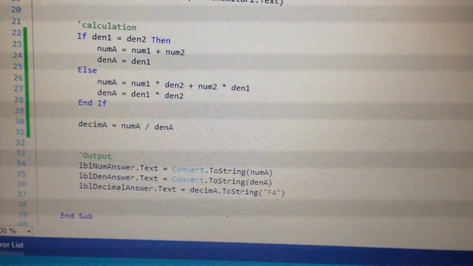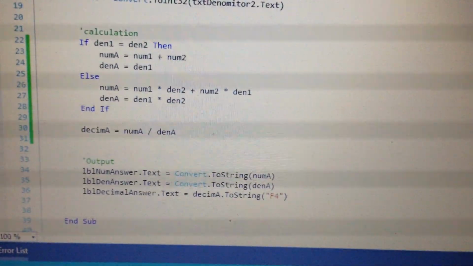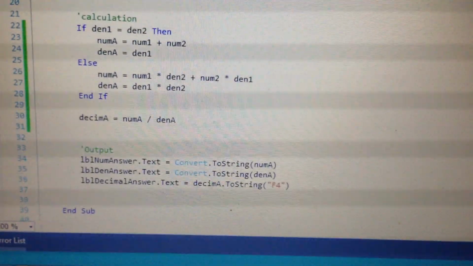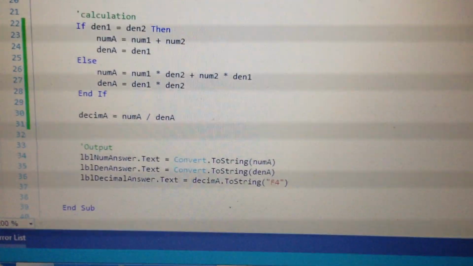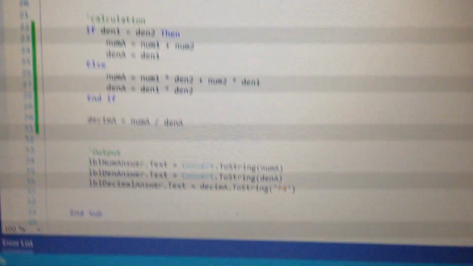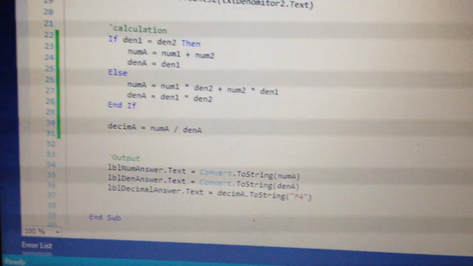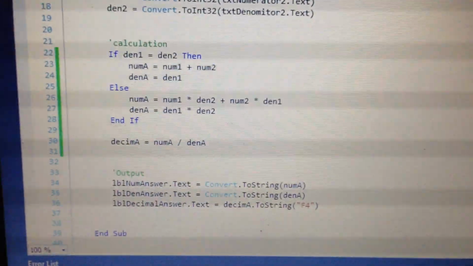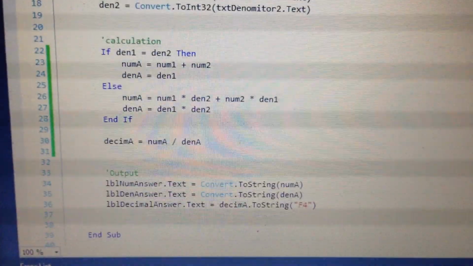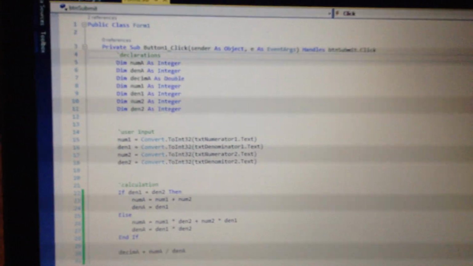Now our output: numA will come out as the numerator answer. DenA will come out as the denominator answer. We're going to convert those to string. Now we're going to convert the decimA into string as well. But one thing I want you to notice is that we've gone ahead and put this F4 in quotation marks, which indicates that we're going to give you 4 decimal places for the answer. Alright, so now we're going to look at the program and see how that runs.